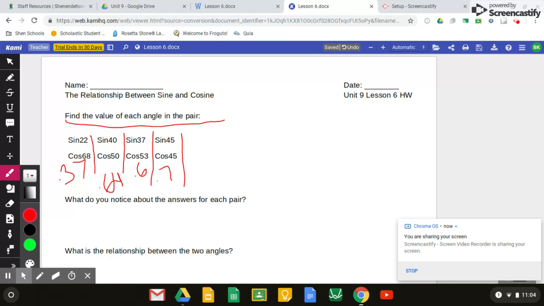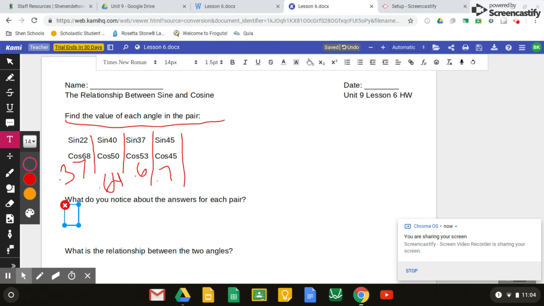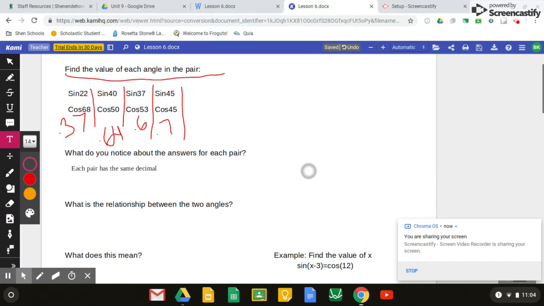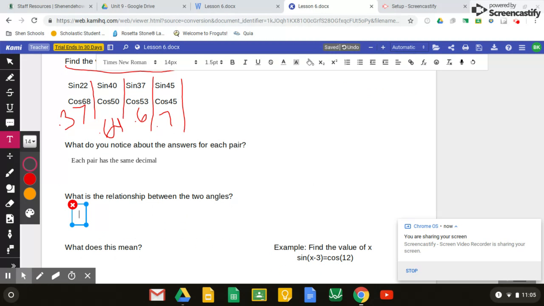So what do you notice about each pair? Well, what do I notice? I'm going to try this text box. Hold on, give me a second. Each pair has the same decimal. Interesting. All right, but now let's look at those angles specifically.